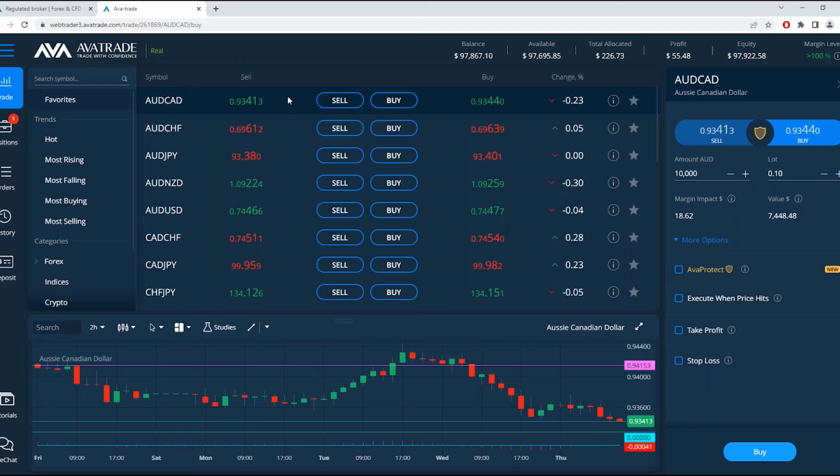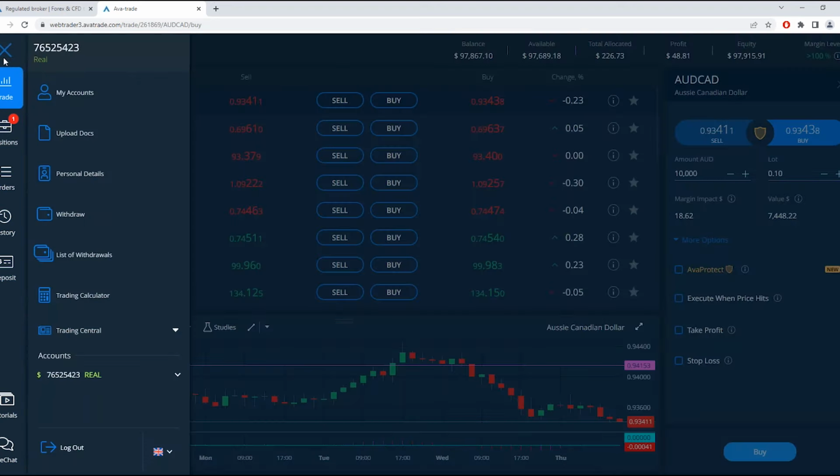Now, as we look at some different instruments, maybe we're interested in looking at something that we feel is somewhat predictable today. How about Euro-USD? And let's look at a reason why the Euro-USD might be interesting to trade today.